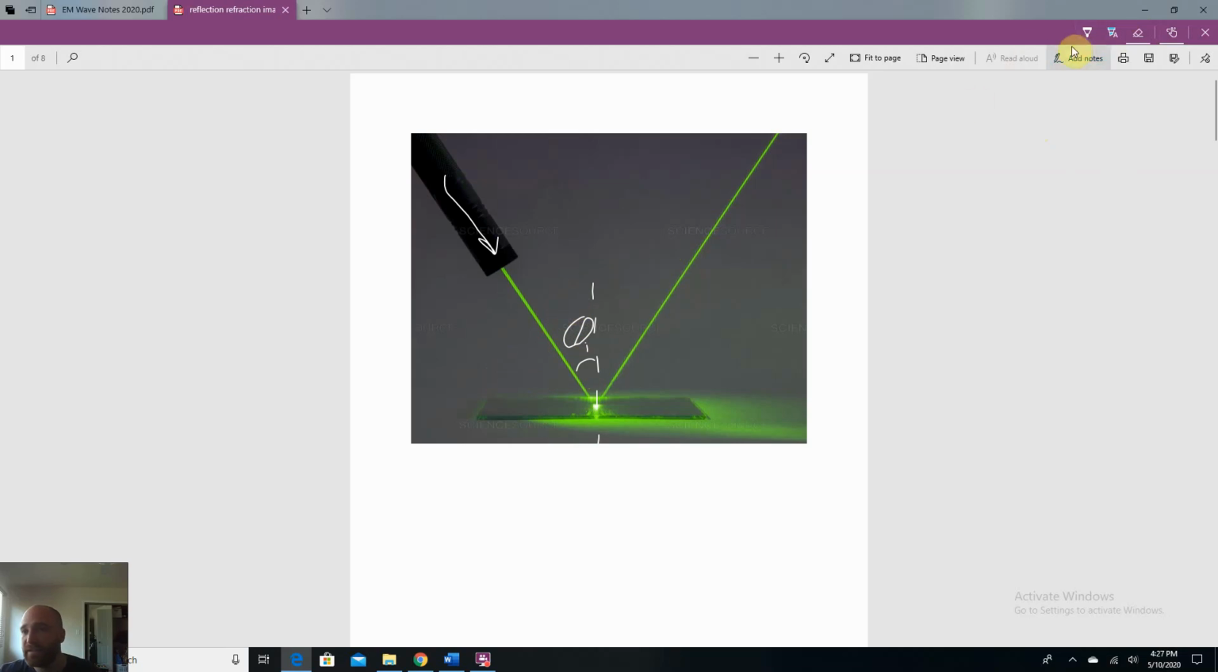And that angle is equal to the angle of reflection, which is also measured from the normal. So we go from the light ray to the normal. This is theta r, the angle of reflection, and it should have the same value. So if this is 20 degrees, then this is 20 degrees. They have the same value, the angle of incidence and the angle of reflection.